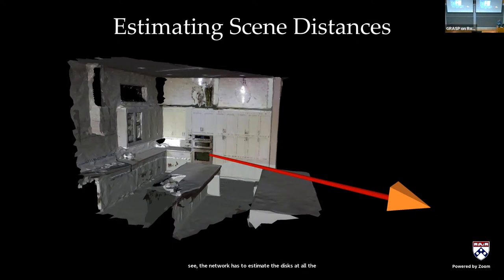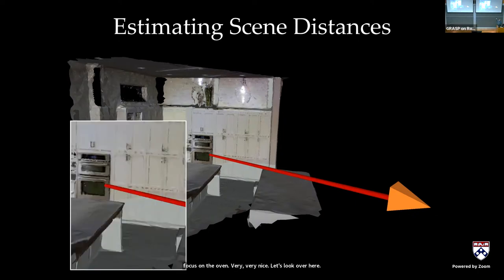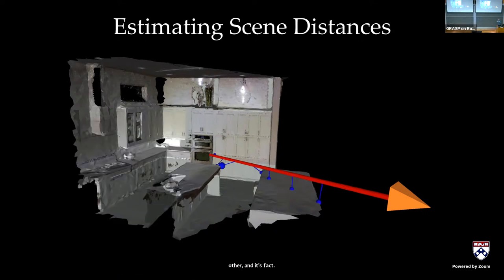Very nice. Let's look over here, and this is going to have a bit of a lag. The ray is going just past the counter. Well, what's the nearest point to the ray when it's going past the counter? Actually, it's on the counter. It's actually not on the oven. And in fact, if I do the nearest neighbor to the ray all throughout the scene, it's all over the place. And this nearest neighbor is what defines the distance to the nearest surface.